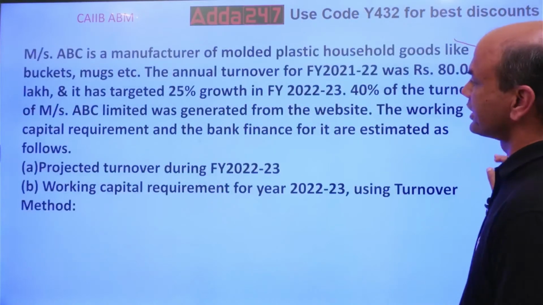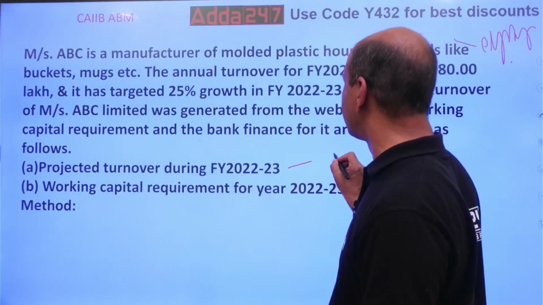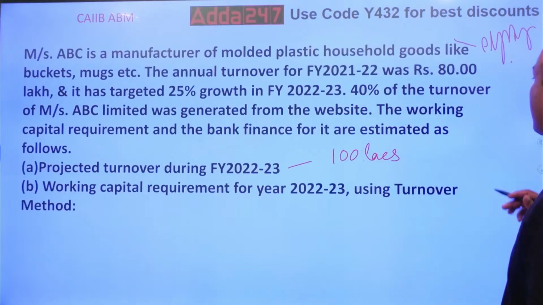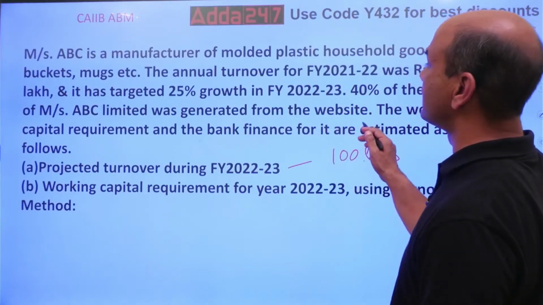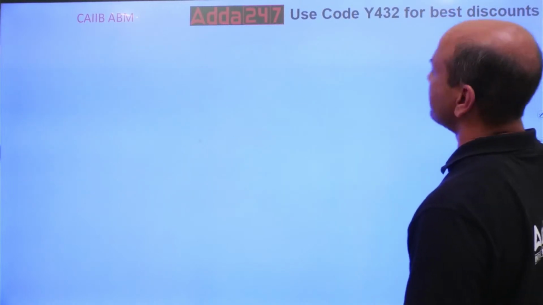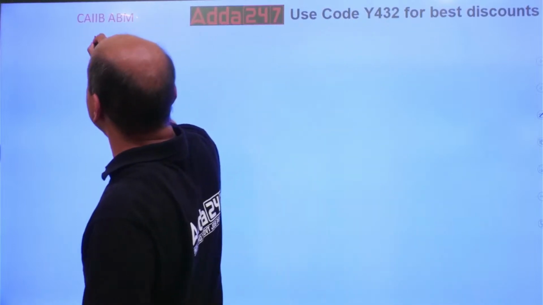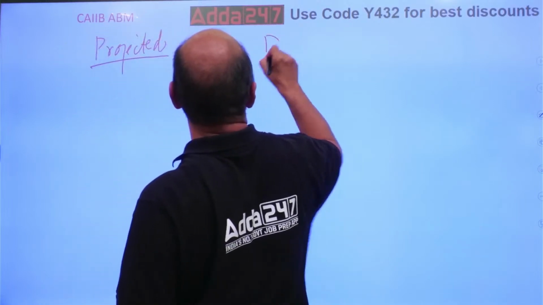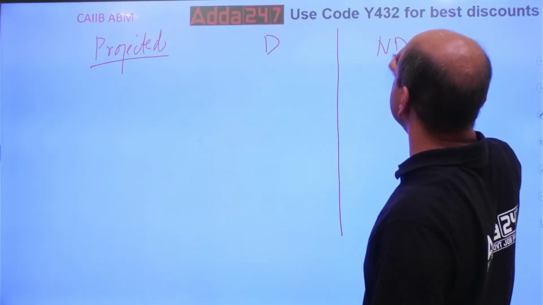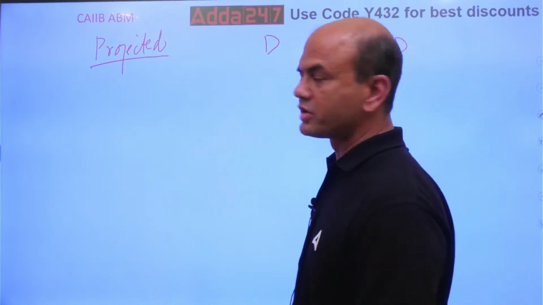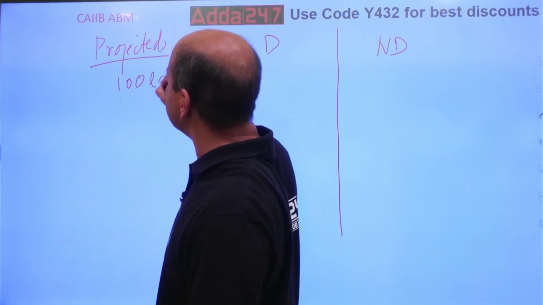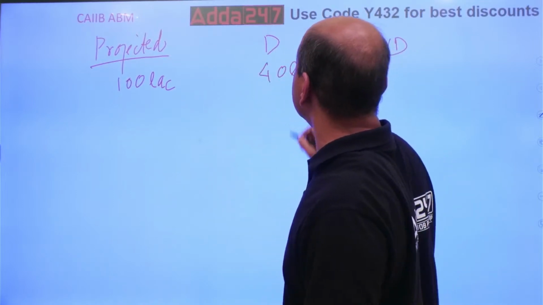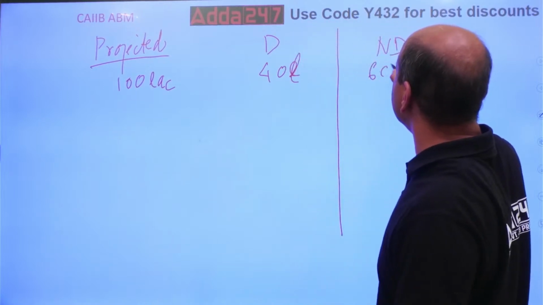In this problem, you see the projected turnover. What did we get? It was 100 lakhs, right? This is my projected turnover. Out of this, 40% of the turnover will be generated through the website. Firstly, remember, everything is for projected. Now digital and non-digital: total turnover is 100 lakhs. Out of this 100 lakhs, 40% is through digital, so 40 lakhs. Then 60 lakhs is non-digital.